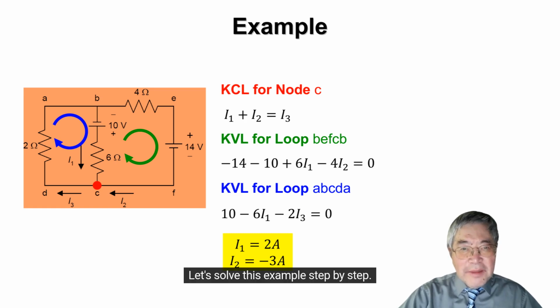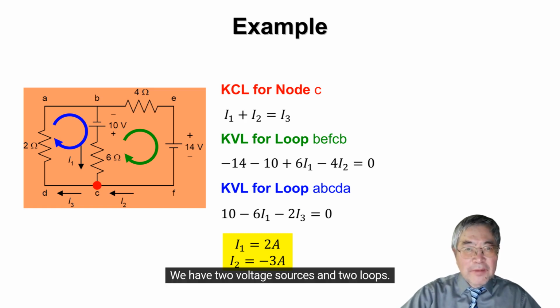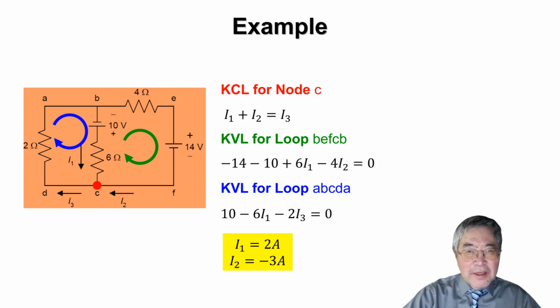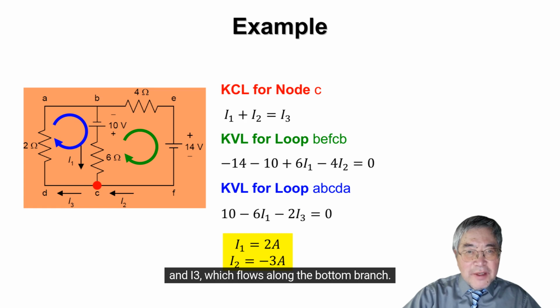Let's solve this example step by step. We have two voltage sources and two loops. Our goal is to find three unknown currents: I1, which flows through the left loop, I2, which flows through the right loop, and I3, which flows along the bottom branch.